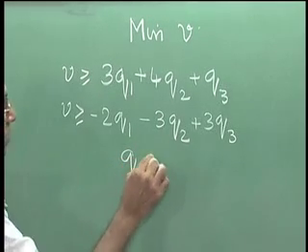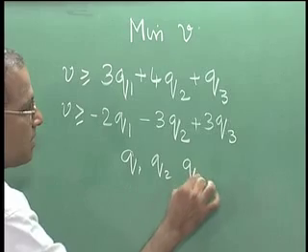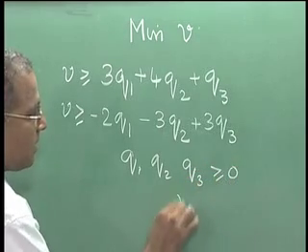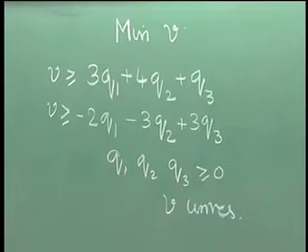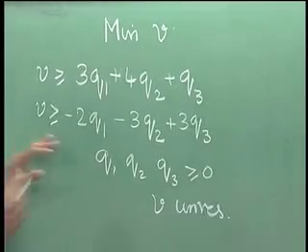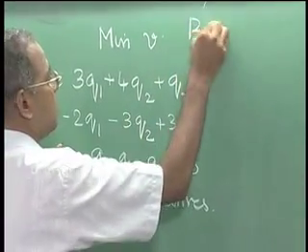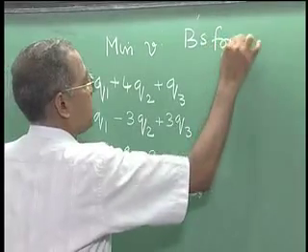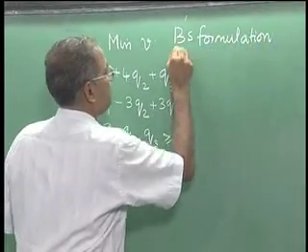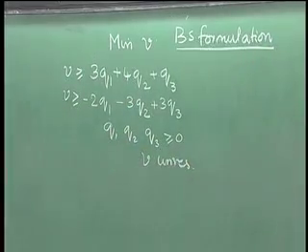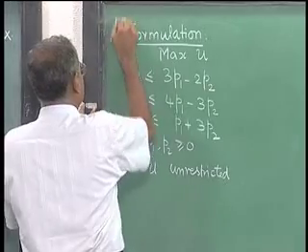So, q1, q2, q3 greater than or equal to 0 and V is unrestricted in sign. Now, this is B's formulation. Now, let us go back, this is A's formulation.